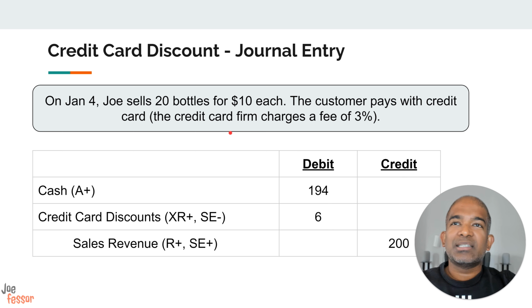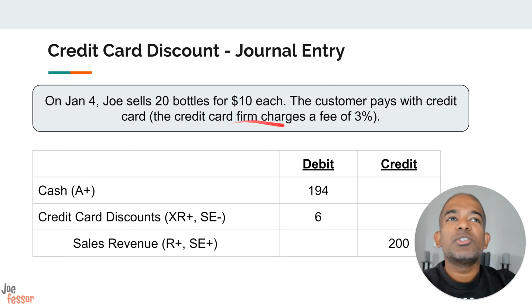So how much is the cash that is actually collected by Joe? Because the customer pays with his credit card, during the transaction, the credit card firm charges 3%, right? So 3% on the $200 transaction is $6. So the credit card firm takes away $6. So Joe receives a cash of only the rest, which is $194. So you debit the cash account, which is an asset, by $194.